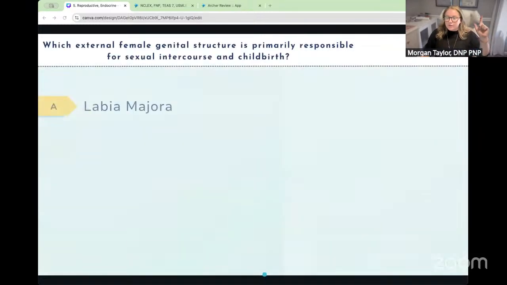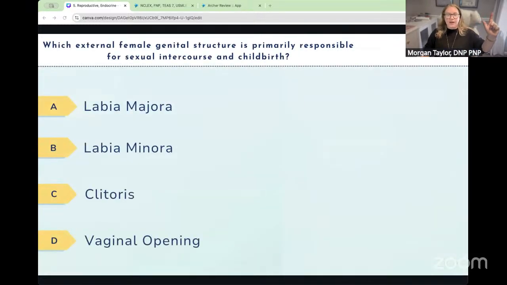Quick little knowledge check first, though, okay? I want you to tell me which external structure is primarily responsible for sexual intercourse and childbirth. What do you guys think? We've talked structure so far. Tell me what you think function-wise. Give me one of these. Okay, nice job, Florentina. Nice.